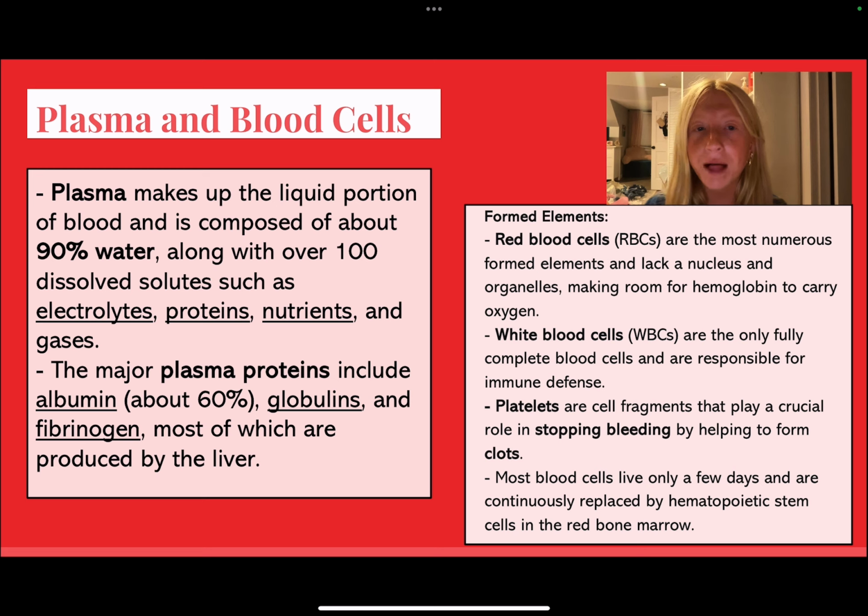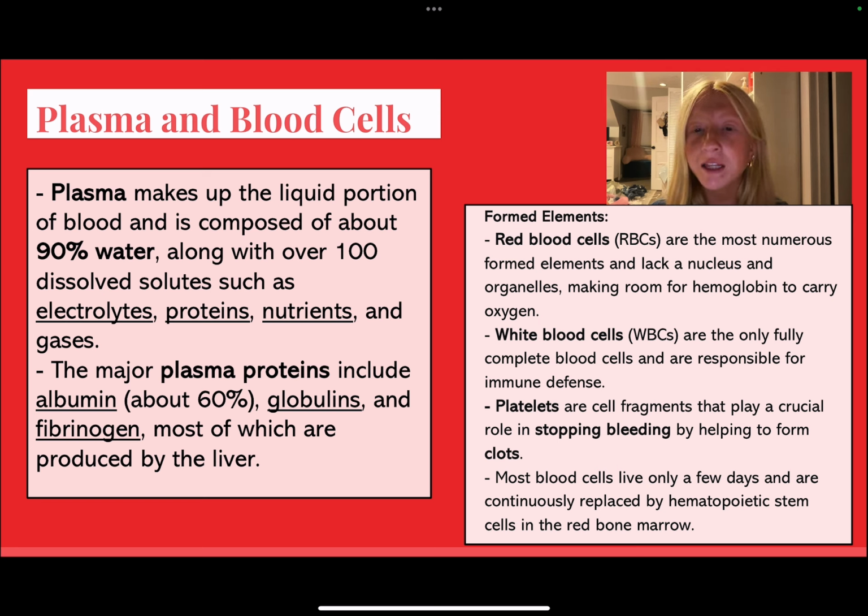A little more about plasma and blood cells. Plasma makes up the liquid portion and is composed of 90% water, although it has over 100 dissolved solutes like electrolytes, proteins, nutrients, and gases. The major plasma proteins include albumin, globulins, and fibrinogen, which are mostly produced by the liver, and this makes for about 60%.